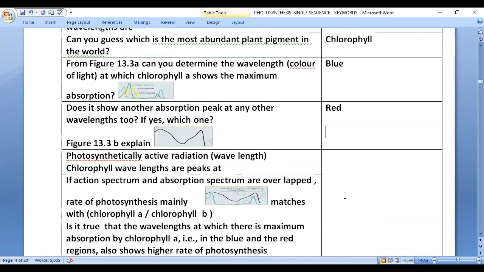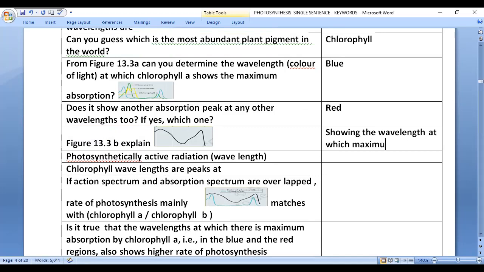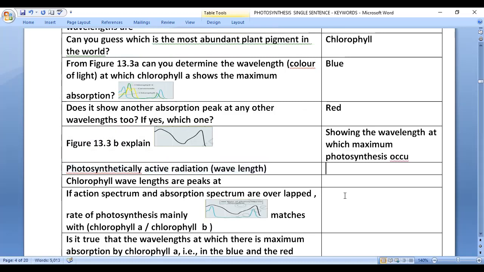Given figure 13.3b, explain the wavelength at which maximum photosynthesis occurs. Photosynthetically active radiation has a wavelength of 400 to 700 nm. Chlorophyll absorption peaks at blue and red. If the action spectrum and absorption spectrum are overlapped, the rate of photosynthesis mainly matches with chlorophyll A.